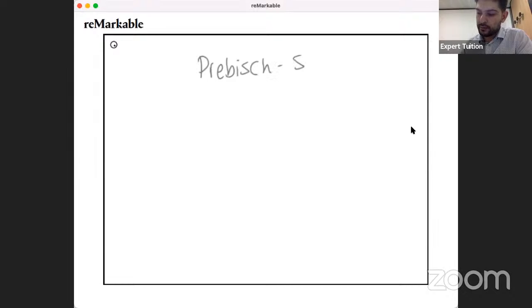Prebisch-Singer. In a nutshell, this is what the Prebisch-Singer hypothesis says about primary product dependency. It says, if you're a country that's relying on exporting primary products, over time that will enable you to buy less and less from the global market. And the rationale behind it is if we compare the YEDs for manufactured goods to commodities, particularly food, the YED for manufactured goods tends to be far more elastic.